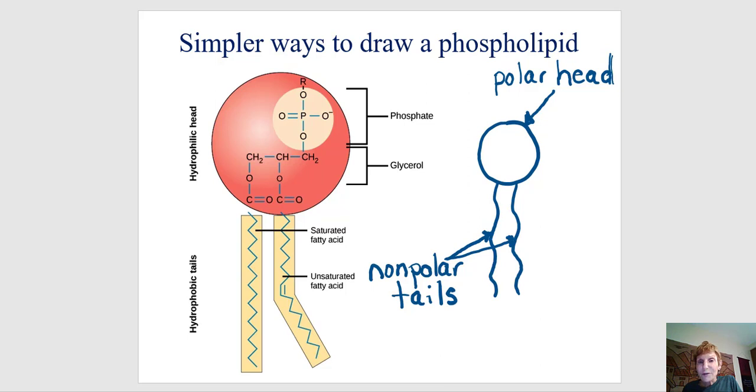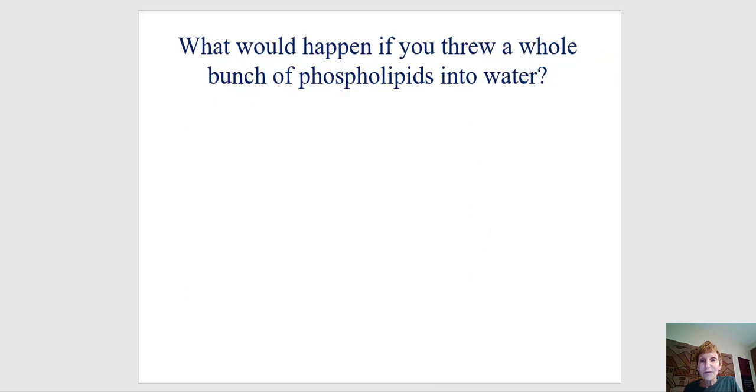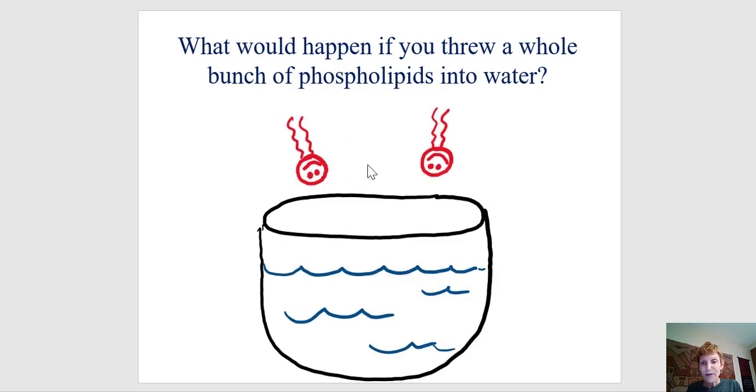So what do phospholipids do? They have one role. And I'm going to show you what that role is by doing an experiment. What would happen if you threw a whole mess of phospholipids into water, into a bucket of water? What would happen? Now we're throwing these phospholipids and they're being forced to go into water. And then we have a third one who's scared. Okay, so they're going into the water.